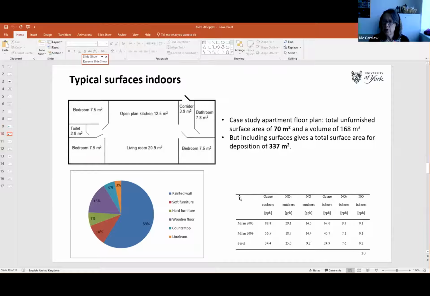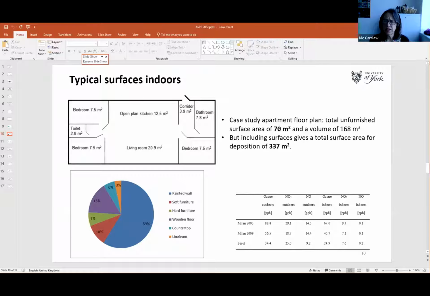Nevertheless, what we've tried to do is to put some of this into a model to see if we can get some more insight. And what we've done is we've assumed a typical apartment as laid out here. So actually we went to the literature to see what a typical apartment looked like. And these are the values that we got.